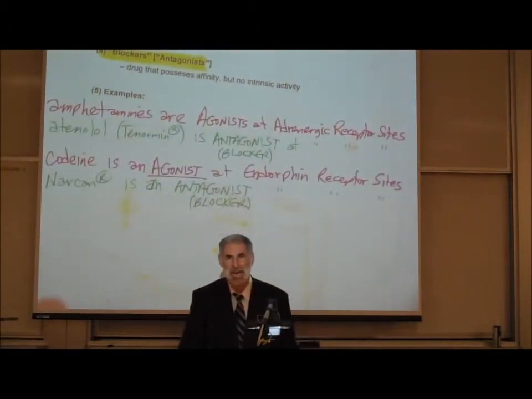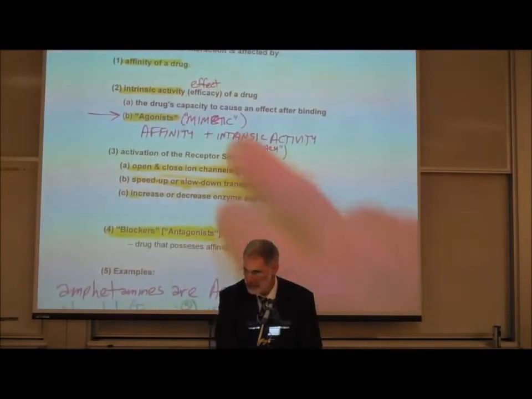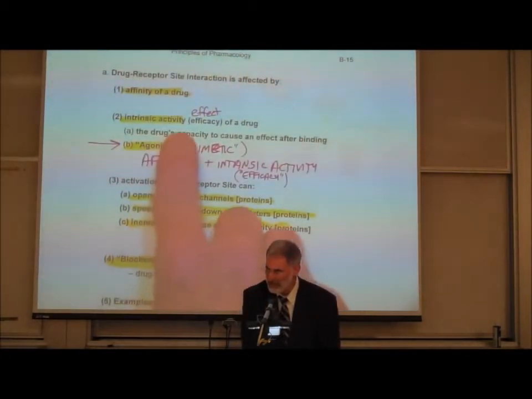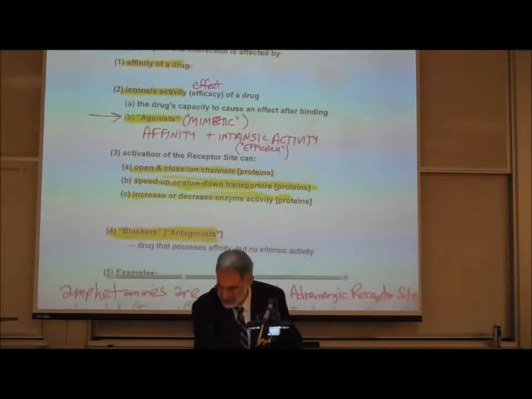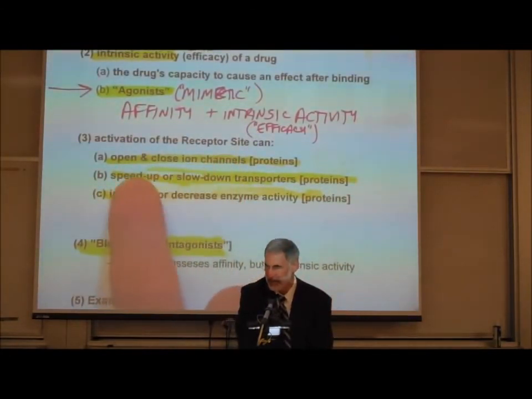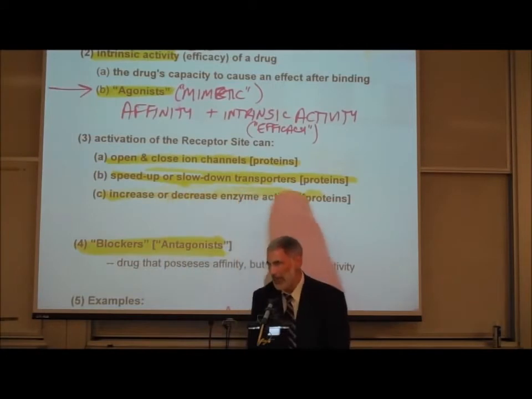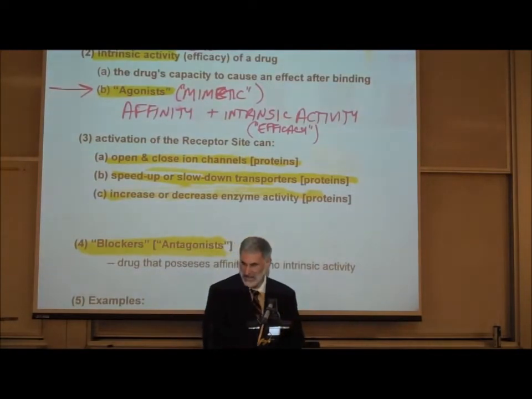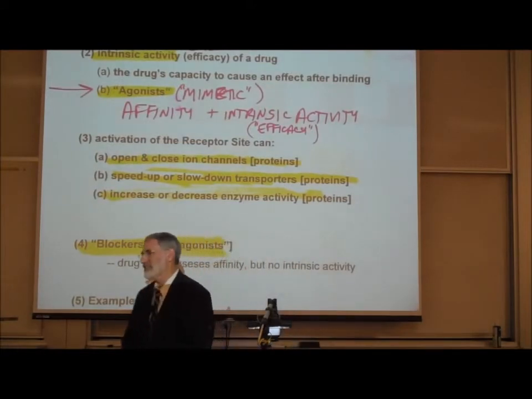Now that we've been talking about those two terms, very important terms, agonists and blockers, or mimetics and antagonists, mean the same thing. When drugs attach to a receptor site and they activate them, what does activating a receptor site actually do? I wrote that activating a receptor site either opens or closes an ion channel, or it speeds up or slows down a transporter protein, or it increases or decreases enzyme activity. That's really all that activating a receptor site can do.